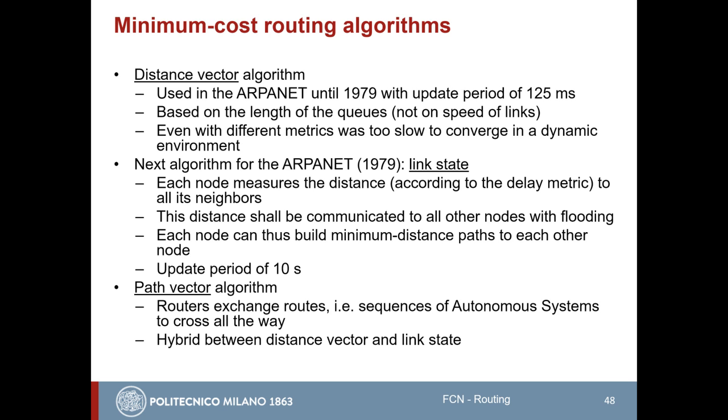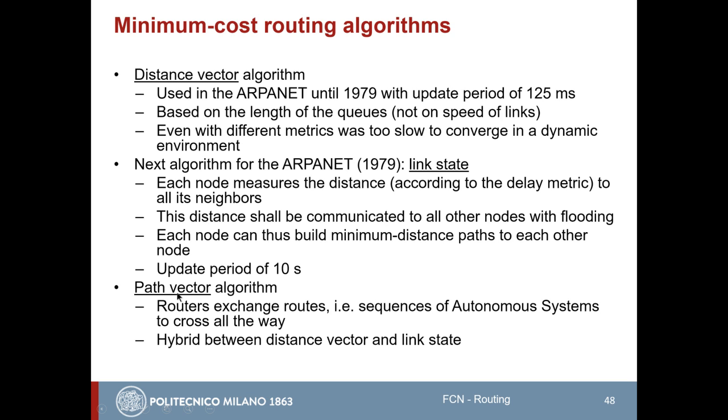If you remember, we mentioned at the beginning that we have autonomous systems. Inside the autonomous systems, you have a routing system which is run with certain routing protocols, and then you have the routing between autonomous systems, which is managed by another type of routing protocol. Okay? So path vector is used for the inter-autonomous system routing, so routing between autonomous systems.